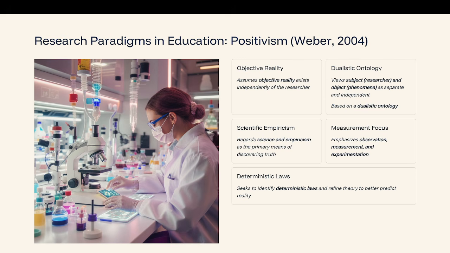Let's begin with Positivism. Positivists believe that reality is separate from the individual who observes it. They consider the subject, which is the researcher, and the object, the phenomena in the world, to be two separate, independent things. So positivistic ontology is dualistic in nature, and that's why we call it dualistic ontology.